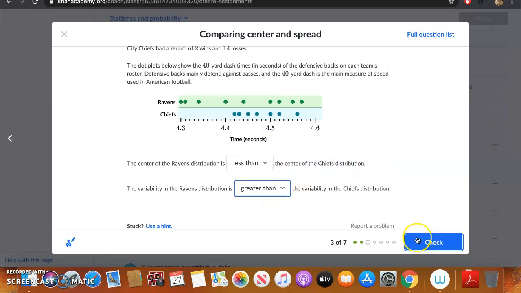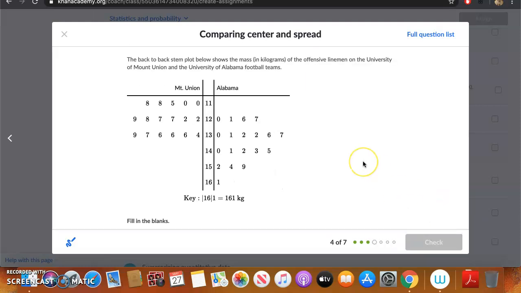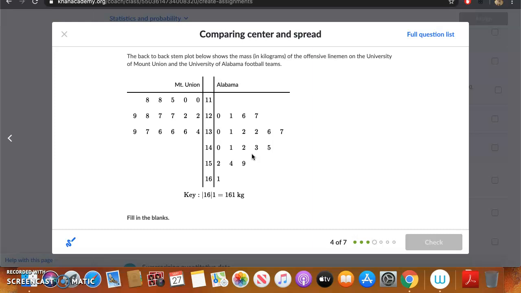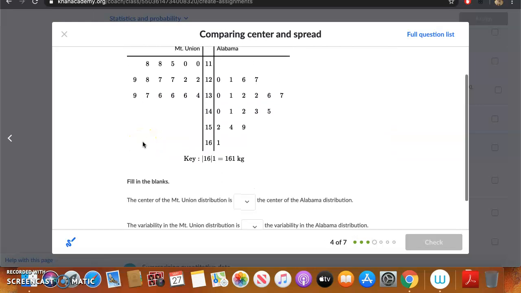All right, so let's take a look here. That is correct. All right, let's do maybe a couple more. The back-to-back stem plot below shows the mass in kilograms of the offensive linemen on the University of Mount Union and the University of Alabama football teams. So this is the mass of the offensive linemen. I mean, there is no comparison, right? It looks like the Alabama linemen are much heavier, on the whole, on average, than the Mount Union football players. Okay, so here's the question.